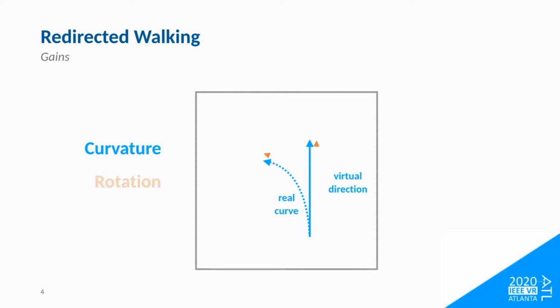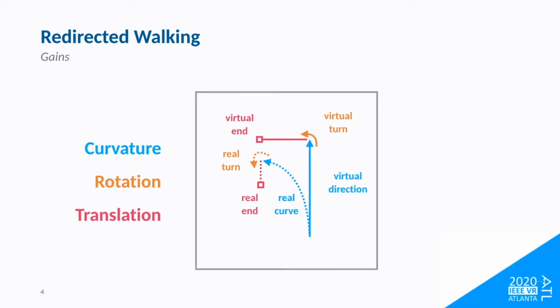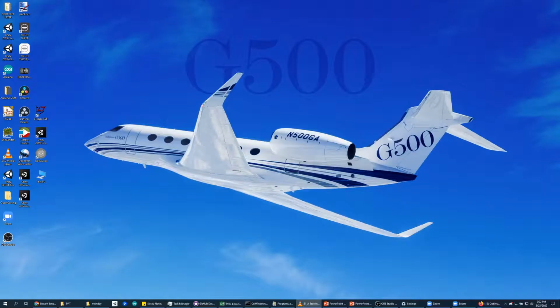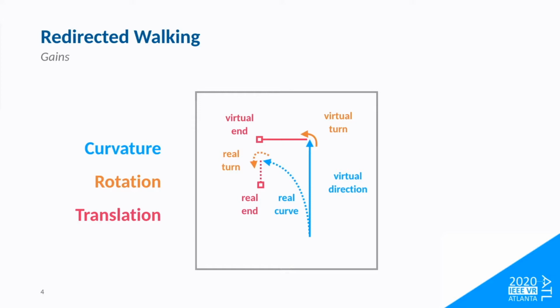When a user rotates, the angle of rotation may be different between the real and virtual worlds. And moving in a straight line, the amount of translation between the real and virtual worlds can be different. When these gains are applied within certain thresholds, the discrepancy between movement in the real and virtual worlds is imperceptible. The goal is to keep the user within the tracking area. And so the question becomes, how should the gains be applied in order to do that?